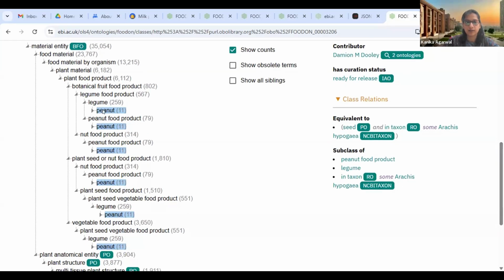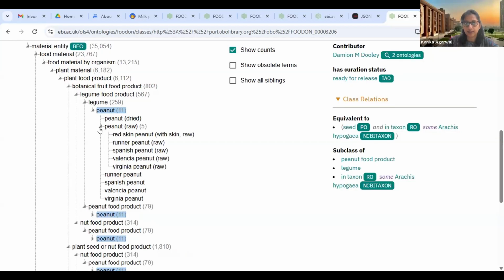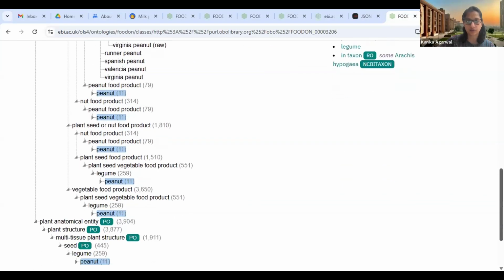If I click on peanut here, it will give me various categories of peanut. It could be peanut raw, different varieties of peanut, or peanut dried. If I click on raw, it tells me whether it is a red skin peanut, that is, with skin or without skin, and you have runner peanuts, Spanish peanuts. So in case in your area where you reside there is another type or variety of peanut, you could work on the ontology and have a unique identifier code for it so that it's consistent across different ontologies.